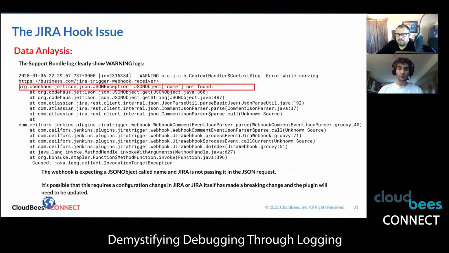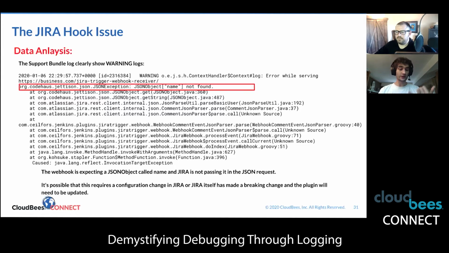Once we got the support bundle, what we were able to actually see was this error message inside of the logs. You can see a message of a Jira trigger webhook was received, and it threw an error because it says inside of the JSON webhook, the name object is not found.